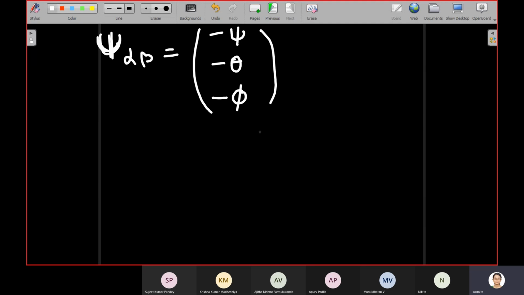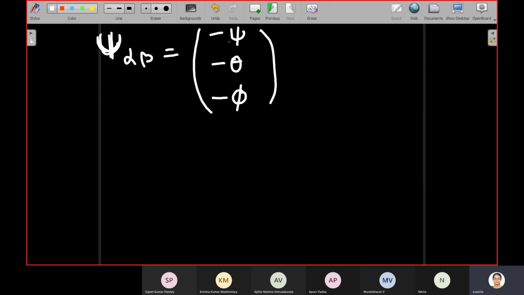And this is not a 3-2-1 sequence because you are not having first your yaw rotation, then pitch, then roll. Instead you have phi, roll rotation, then pitch, then yaw. You are just reversing the sequence to go back to the beta frame. So this is one way.